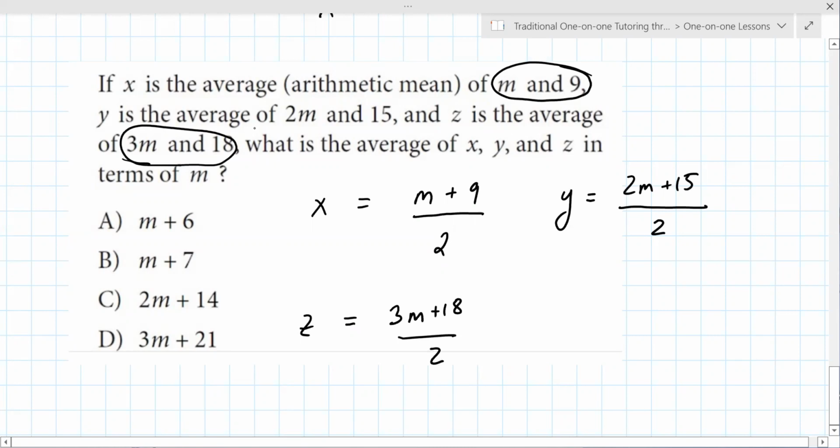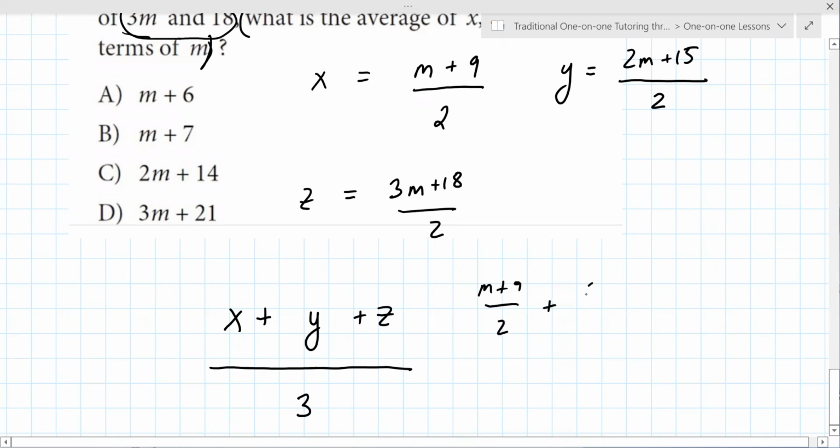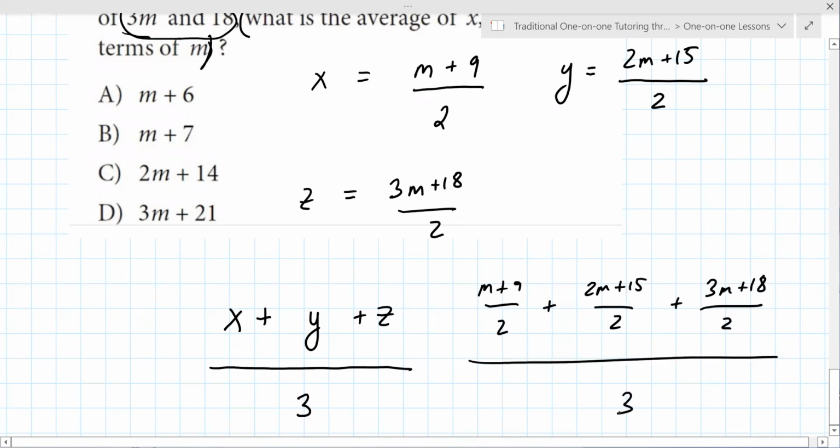Okay, but what do we want? What is the question asking for? What is the average of X, Y, and Z in terms of M? Okay, so they want the average of X, Y, and Z in terms of M. So they're saying add up X, add up Y, and add up Z. So when you take an average of X, Y, and Z, you divide by 3. Okay, so to add these 3, it's M plus 9 over 2 plus 2M plus 15 over 2 plus 3M plus 18 over 2, all over 3.